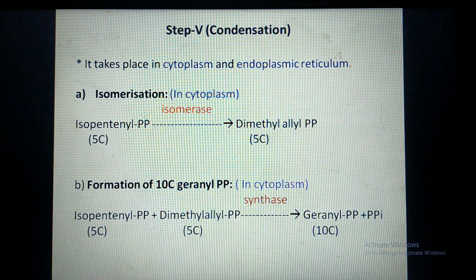Now one molecule of isopentenyl pyrophosphate and one molecule of dimethylallyl pyrophosphate get condensed to form 10 carbon geranyl pyrophosphate. The enzyme is synthase. This step also occurs in the cytoplasm.